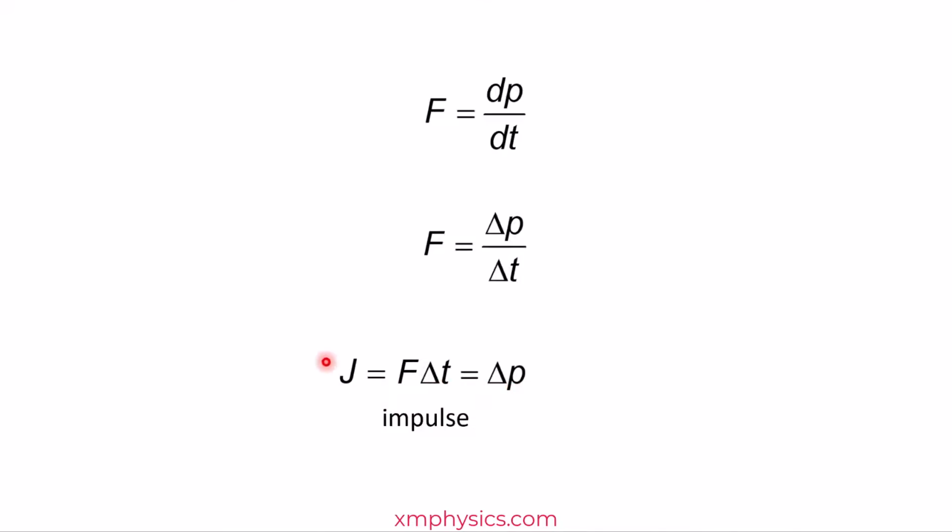Now what are the units for impulse then? Since it's a force times the duration of time, it should be newton second, right? But it's also equal to the change in momentum. So equivalent units will be kilogram meter per second. So keep this in mind, yeah? Newton second is equivalent to kilogram meter per second. It's going to make it so much easier for you to understand.